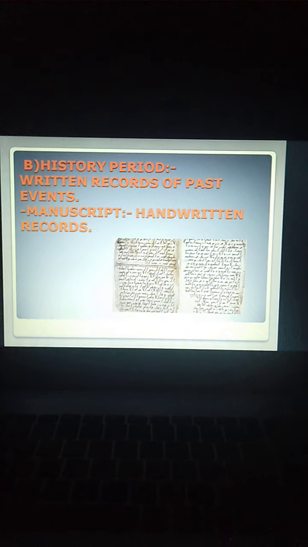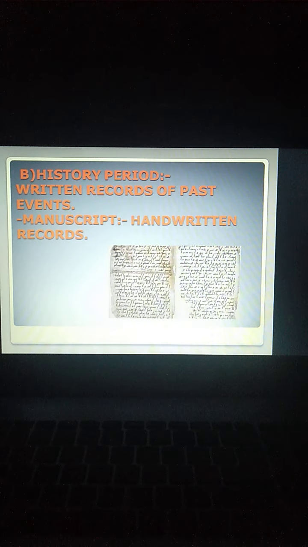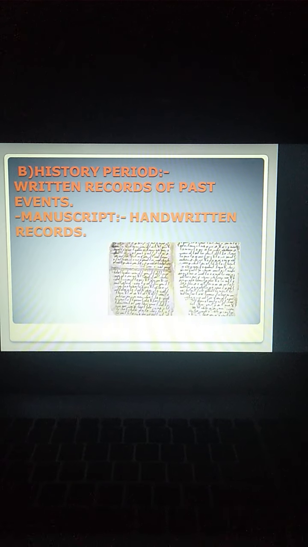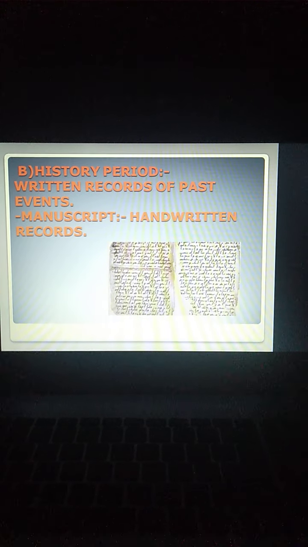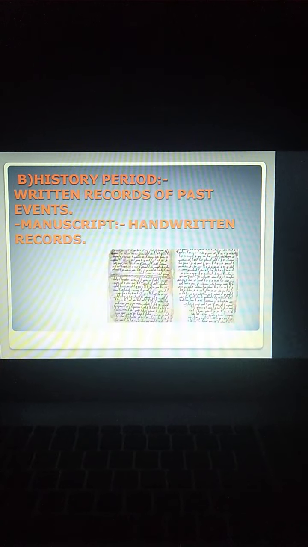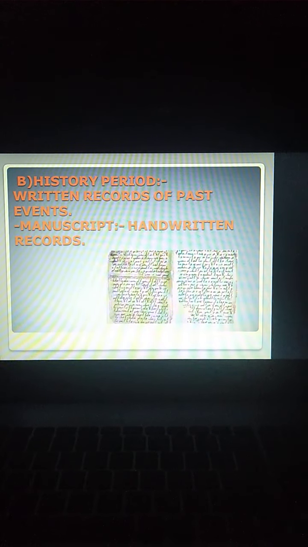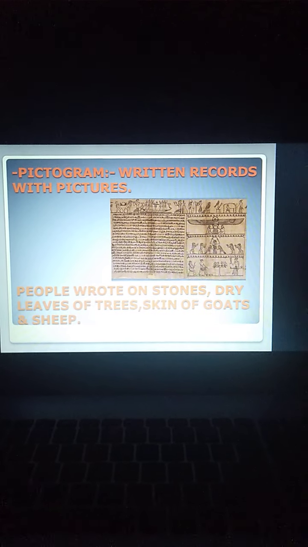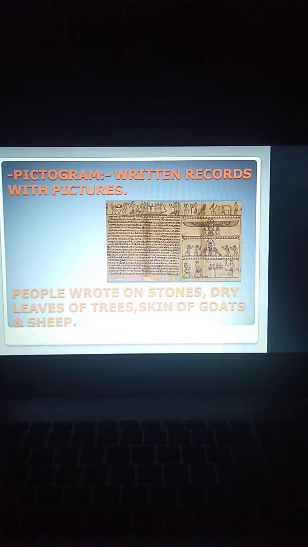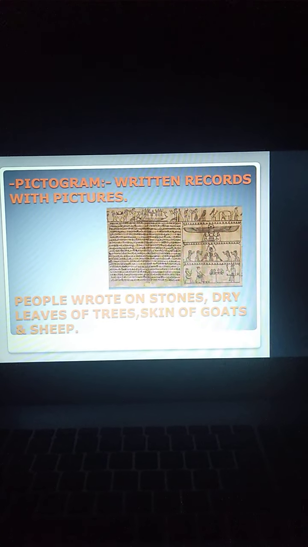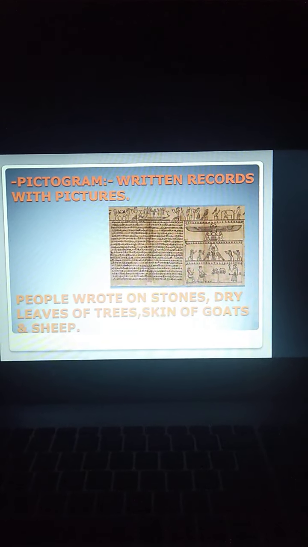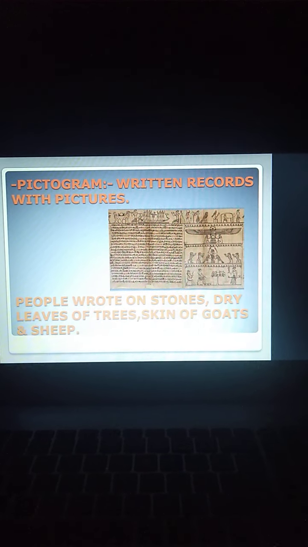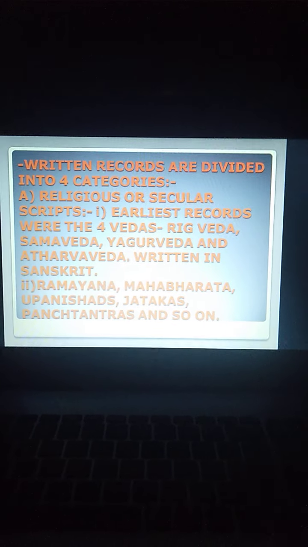Next is the history period, where there were written records of past events. Firstly, manuscripts. These were handwritten records, because in earlier times there was no typewriter or computer where they could type, so they wrote by their own hands. Then we have pictograms, written records with pictures. Along with the written records they also drew pictures about various events. During early times people usually wrote on stones, dry leaves of trees, and skins of goats and sheep.